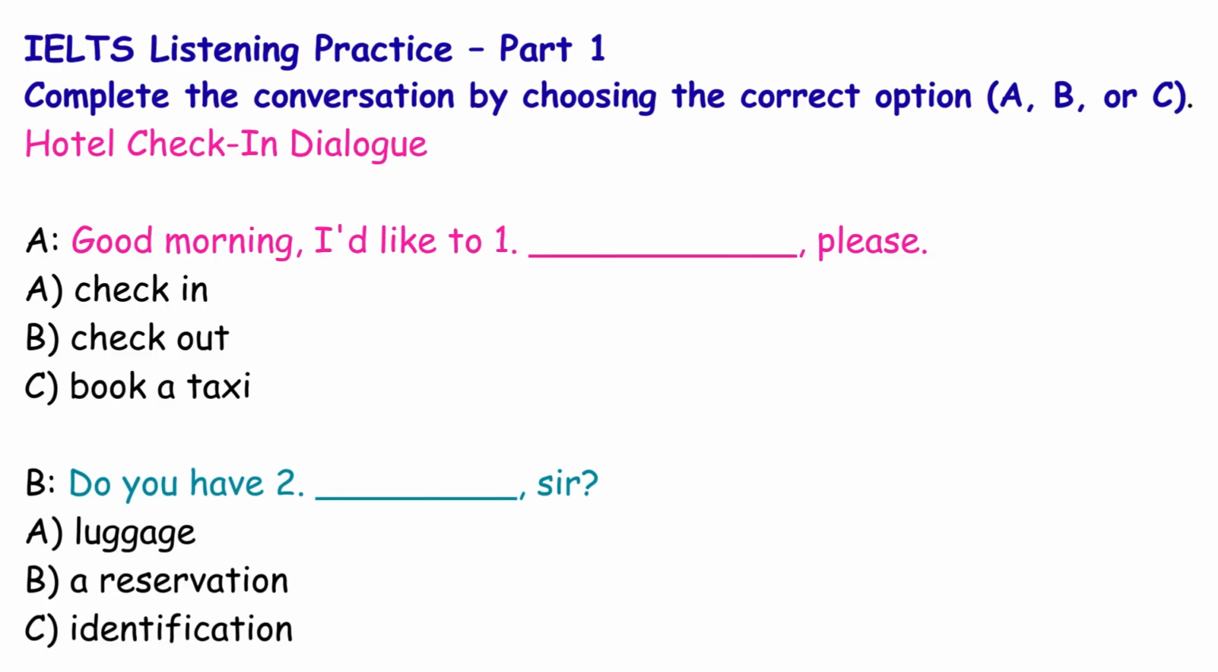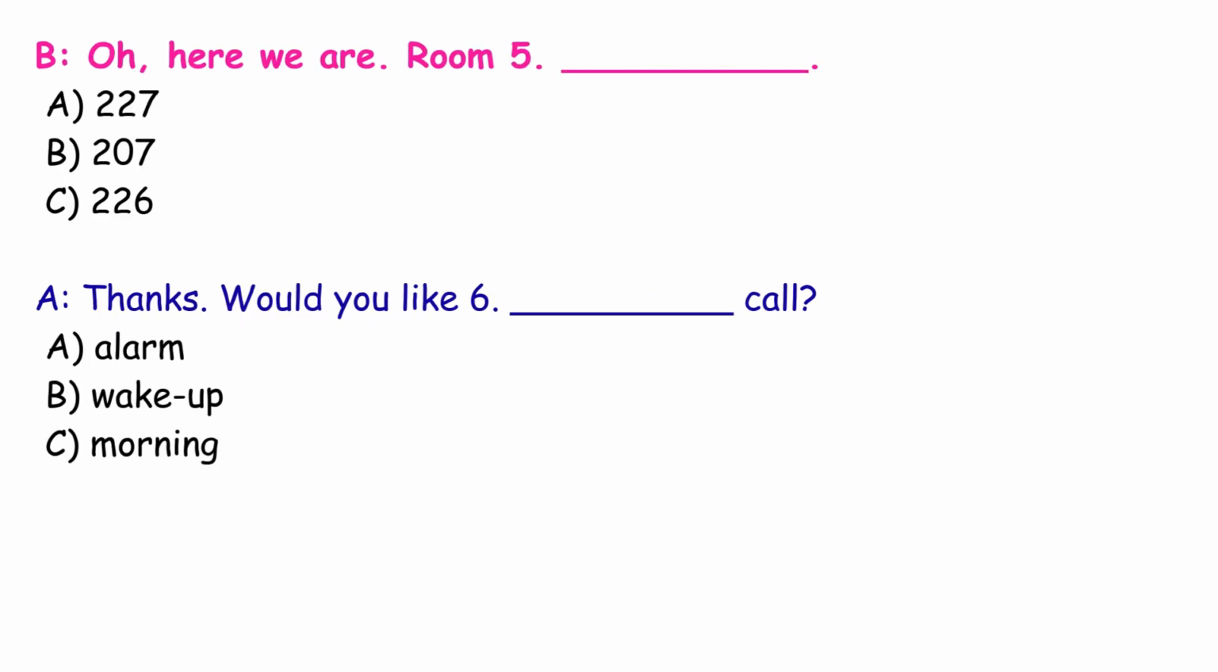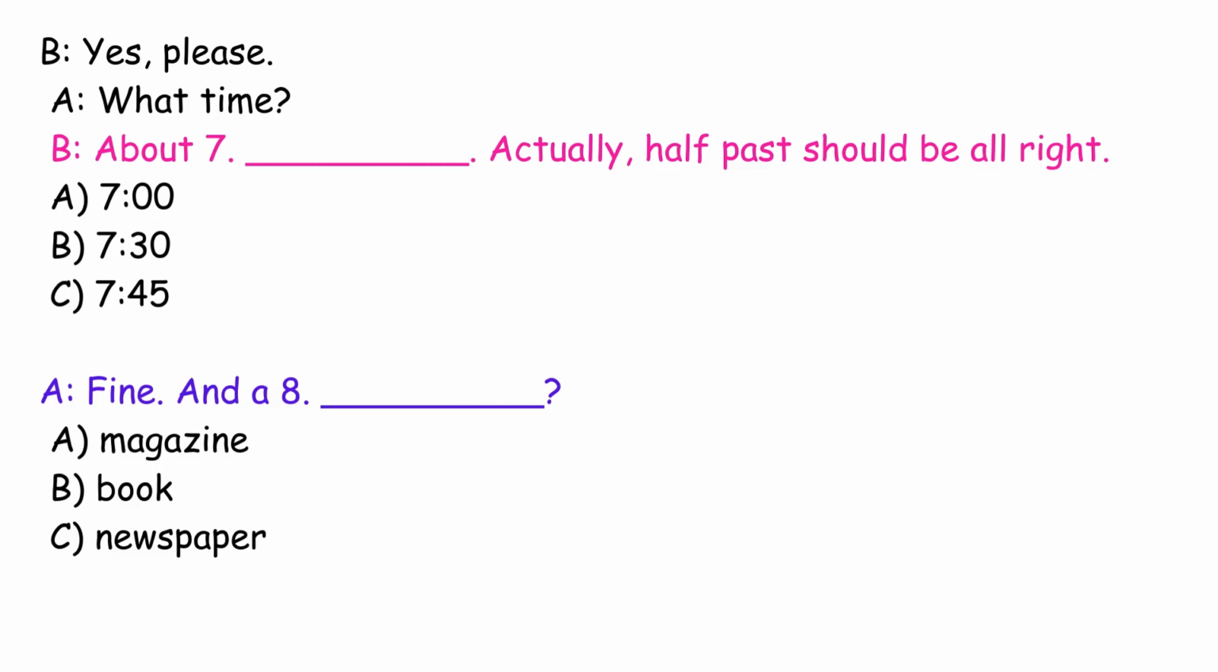Good morning. I'd like to check in, please. Do you have a reservation, sir? Yes, I do. In the name of Matthews. Let me just check. How do you spell that? Matthews. Oh, here we are. Room 226. Thanks. Would you like a wake-up call? Yes, please. What time? About 7. Actually, half past should be alright. Fine. And a newspaper? No thanks, I'll get one on the way to the meeting.